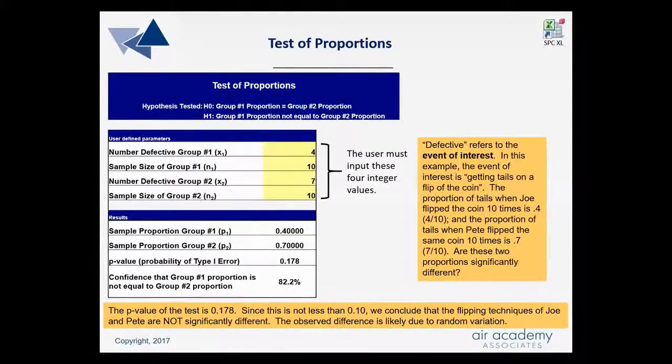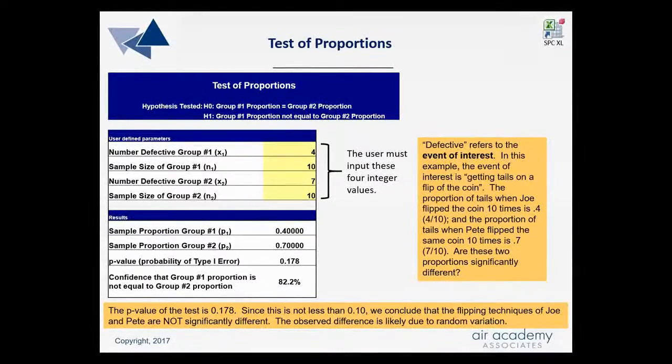And the user must input the four values, the integer values, the numerator and the denominator of each of the two groups. Now in this case, the example here is the event of interest, which is really what is called the defective, which is the name used in the software, but defective really refers to, it's a placeholder for the event of interest. Now, in this example, the event of interest is getting a tails on a flip of a coin. That's binary data. You either get a tails or you don't get a tails.